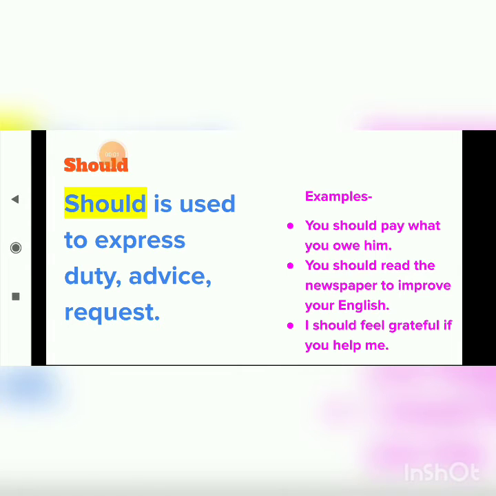The next one is should. Should is used to express duty, advice and request. Examples: you should pay what you owe him. You should read the newspaper to improve your English. And last, I should feel grateful if you help me. Moving ahead.